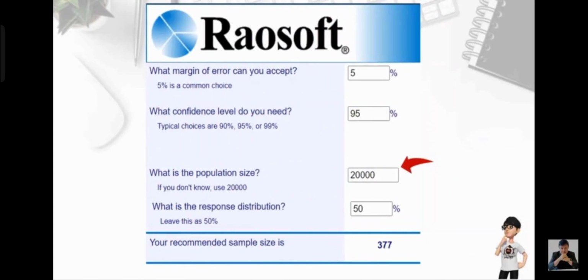In this site, this is where we can get the population size and the sample size. You can use this site.